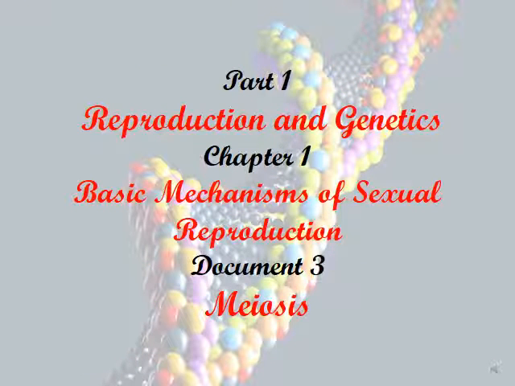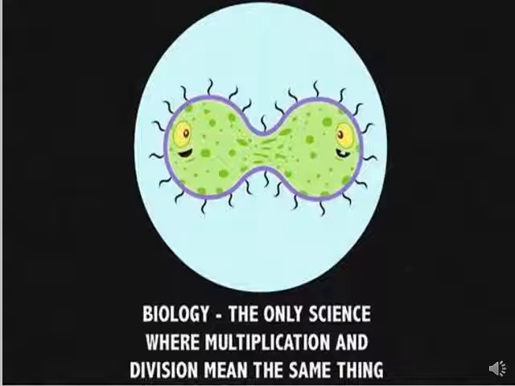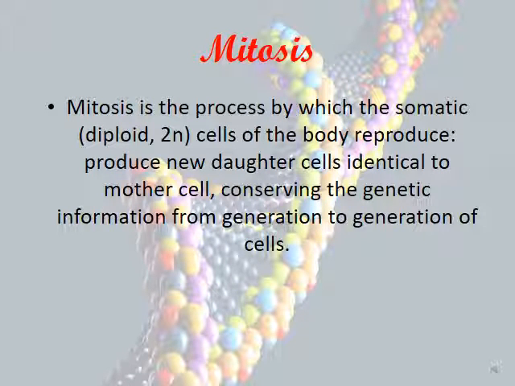Here we move to Chapter 1, Document 3, Mitosis and Meiosis. Biology is known to be the only science where multiplication and division have the same meaning. Mitosis is the process by which the somatic, diploid, 2n cells reproduce and produce new daughter cells. They are identical to the mother cell, having the same genetic information.